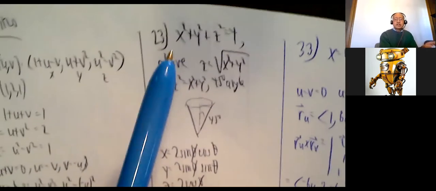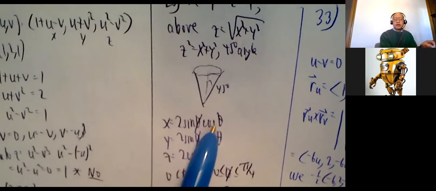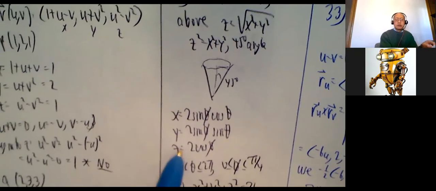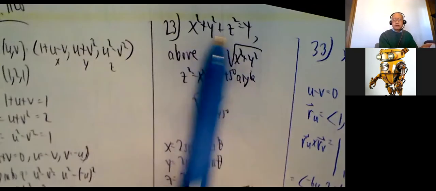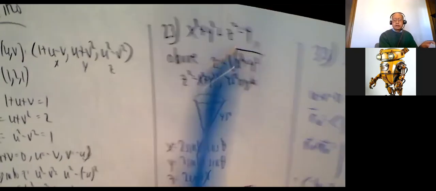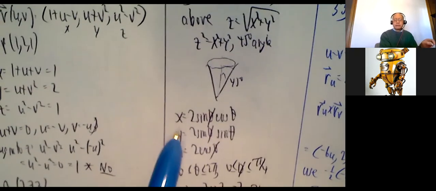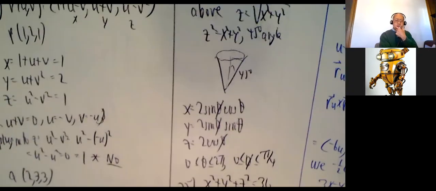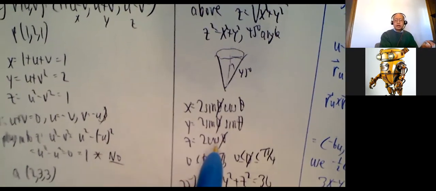So I have spherical coordinates. X is rho sine phi cosine theta, y is rho sine phi sine theta, z is rho cosine phi. But the radius is 2. It's given to be 2 right here. So instead of putting rho, I put 2. And I have it down to two variables, theta and phi. So x is 2 sine phi cosine theta. Y is 2 sine phi sine theta. Z is 2 cosine phi.